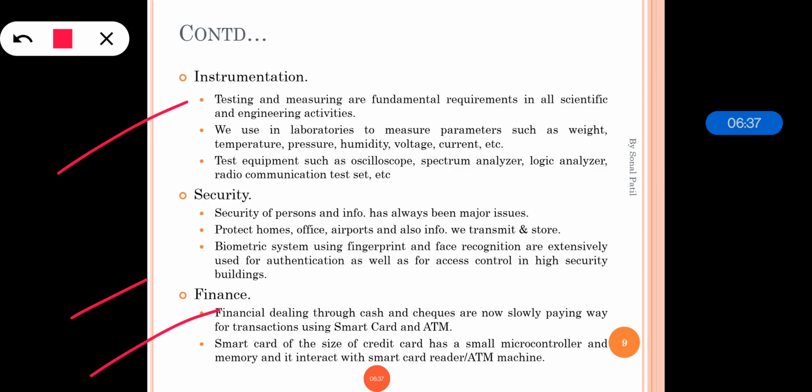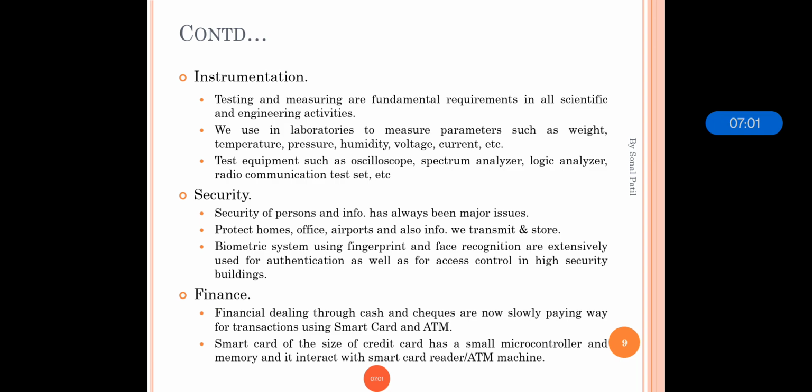Then talking about finance. So financial dealing through cash and checks are now slowly paving way for transaction using smart cards and ATM machines. A smart card the size of a credit card has a small microcontroller and memory, and it interacts with the smart card reader or ATM machine, and it also acts as the electronic wallet. So these were the various applications of embedded system.